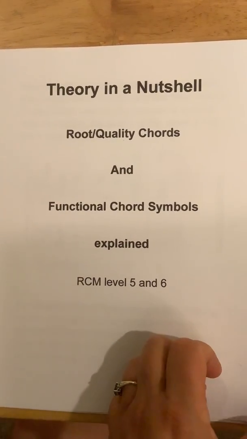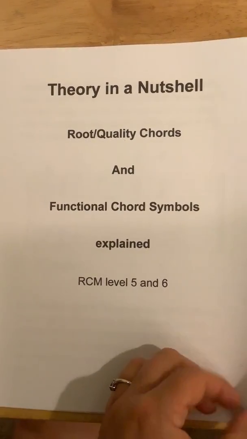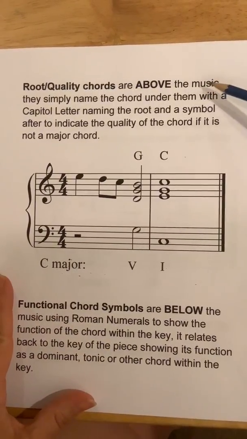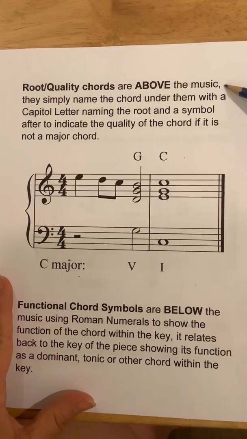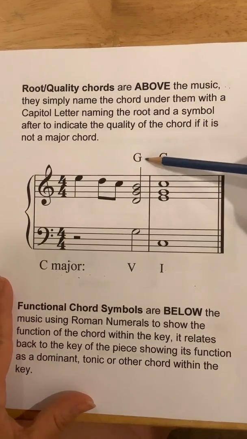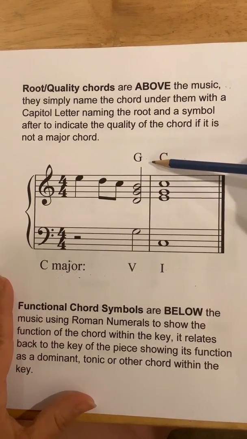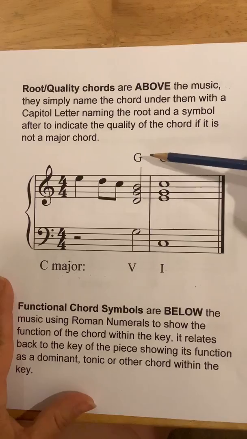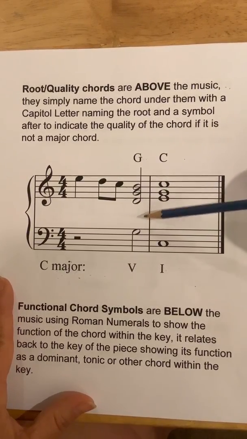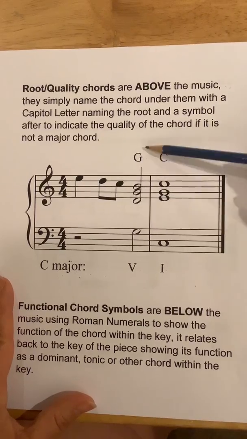Okay, so my students get confused. Which one do I do? Which one's on top? Which one's on bottom? So we will look at these. Root quality chords are above the music. They simply name the chord under them with a capital letter, naming the root of that chord, and a symbol after, indicating the quality of the chord if it is not a major chord. If it's a major chord, you just put a capital letter of the root. That's all it is. So root quality chords are just naming the chord underneath it.